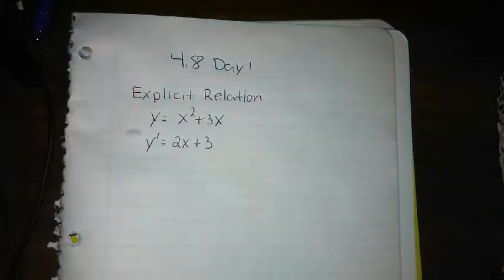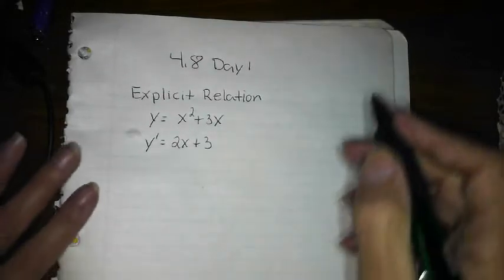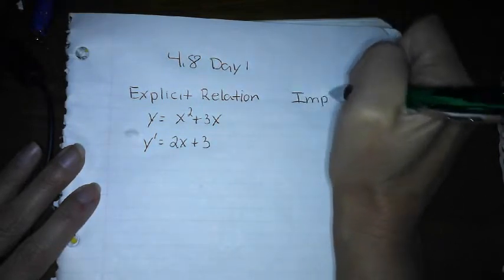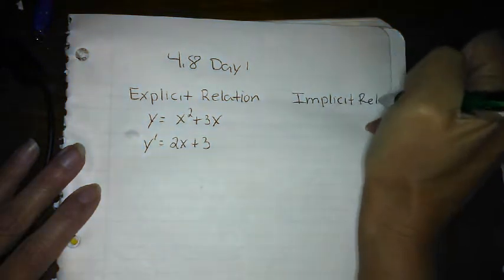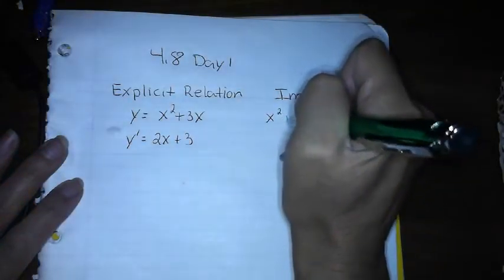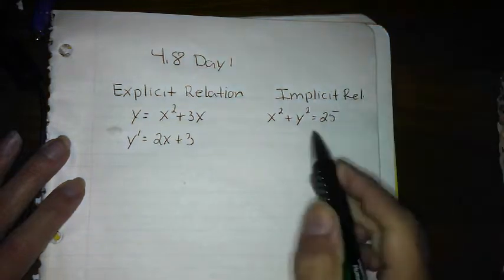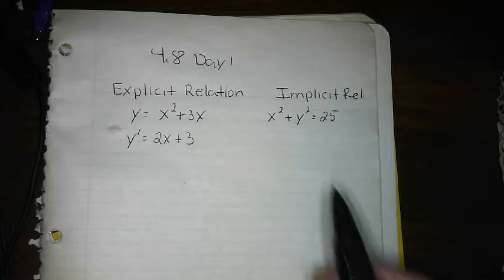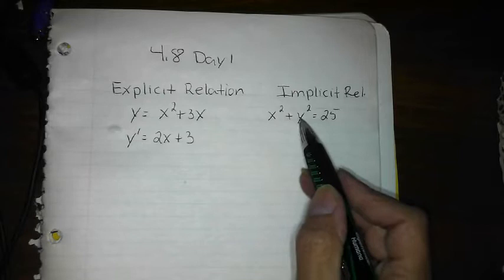Okay, well, not all equations are set up y equals. So when they're not y equals, it's called an implicit relation. Like, say, the equation of a circle: x squared plus y squared equals 25. Yes, it's an equation relating x and y, but it's not set up y equals. So we want to know, how do we do the derivative of something like this that's not y equals?